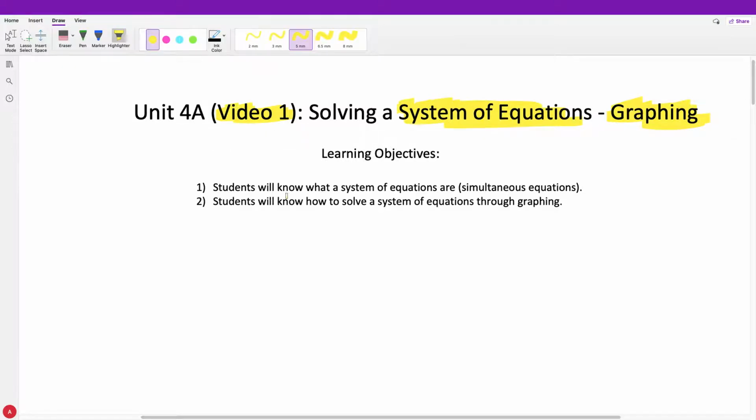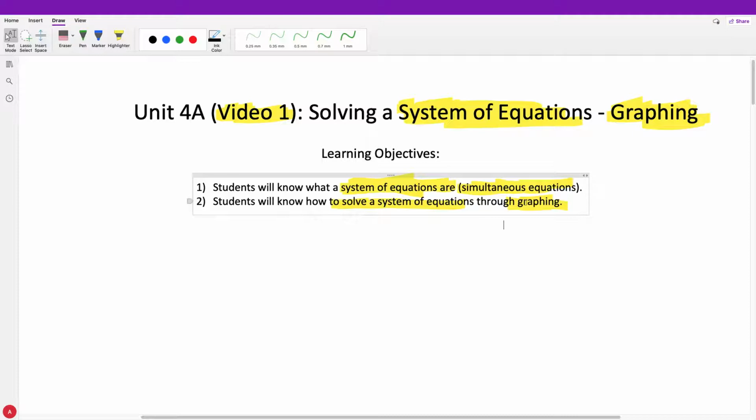All right, but what you'll need to know at the end of this video is what a system of equations is. So when we talk about systems of equations, what are we talking about? Once again, you might have heard them as simultaneous equations, so you'll have to know what they are. And then the second thing that you'll have to know by the end of this video is how to solve a system of equations through graphing.